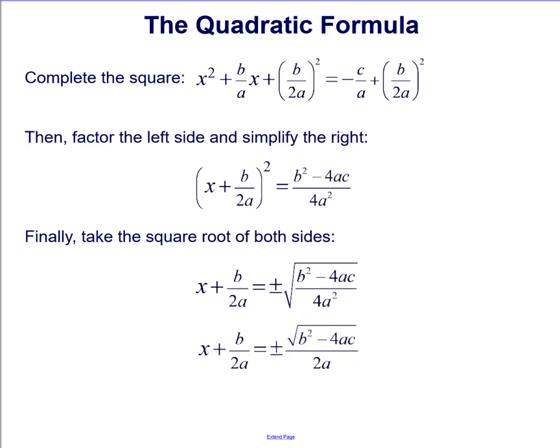Now we can go ahead and take the square root of both sides. Taking the square root of both sides gives us x plus b over 2a on the left side. On the right side, we have plus or minus the square root of b squared minus 4ac over 4a squared. Now I can take the square root of 4a squared. Okay, the square root of 4a squared is 2a. So we have now simplified this to be x plus b over 2a is equal to plus or minus the square root of b squared minus 4ac over 2a.